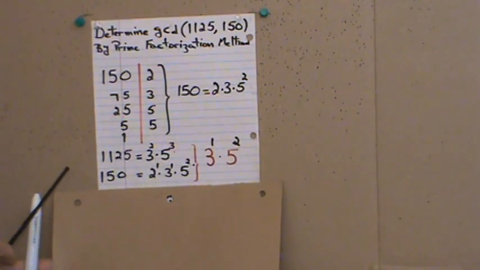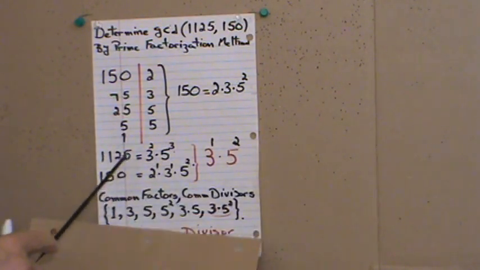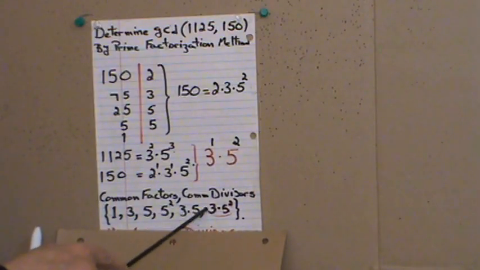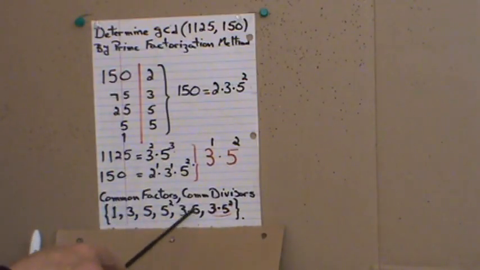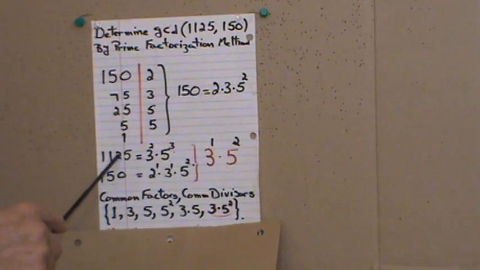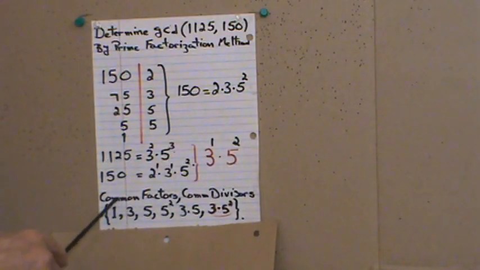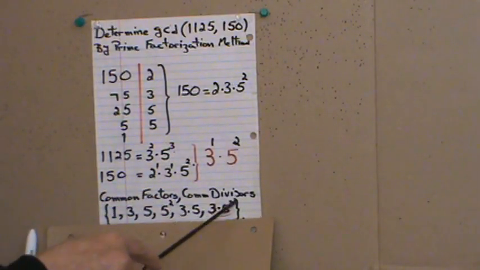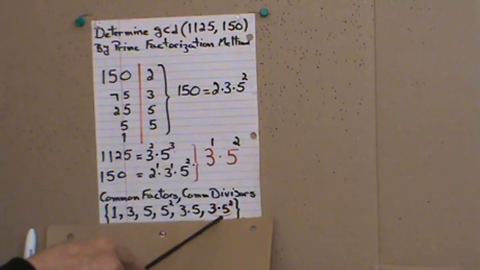Do you follow me? Now, look at this set now. This 1, 3, 5, 5 squared, 3 times 5, and 3 times 5 squared, all are what? Common divisors of these two numbers. Every single one of them divides both of them. Do you see that? But out of all of them, this one is the largest one. That is what we call the greatest common divisor. It divides both of them and is larger than other divisors.